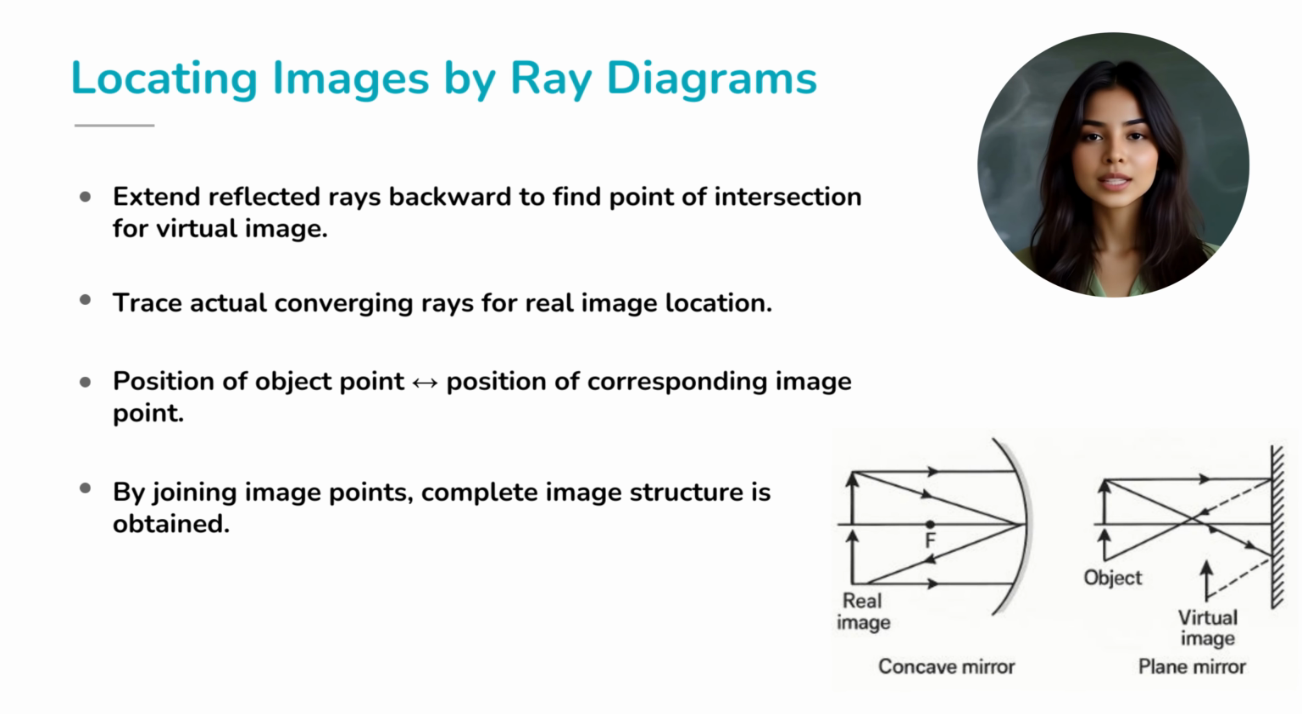Now, how do we find exactly where these images are? That's where ray diagrams step in. For a virtual image, we draw the reflected rays and extend them backward. Where they seem to meet is the image point. For a real image, we follow the actual reflected rays forward. Where they converge is the image. By locating the image of many such points, we can join them and reconstruct the full image of the object. This is how we prove whether an image is erect, inverted, real, or virtual, all using simple geometry and lines.